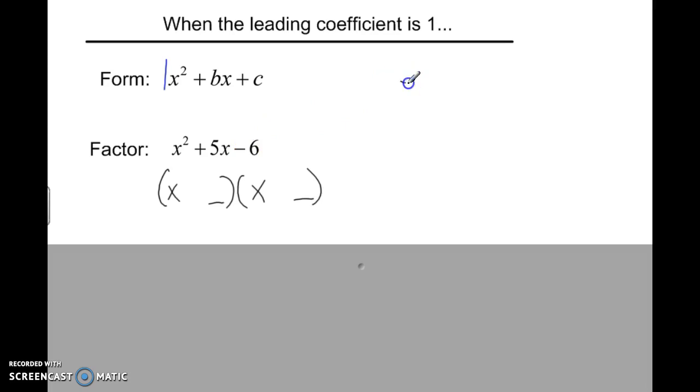So off to the side, I don't always write this out, but I'm thinking, what multiplies to make 6? So like 1 and 6, or 2 and 3.